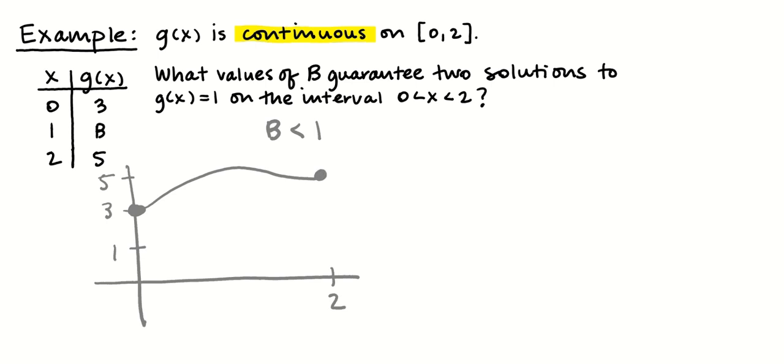Solutions to the equation g of x equals 1 is going to be intersections between the graph of g and this horizontal line right here. Okay. Well, this is 1, and g of 1 was, I don't know, bigger than 5. That's not going to guarantee 2 solutions to g of x equals 1. That guarantees nothing, right? I didn't see any.